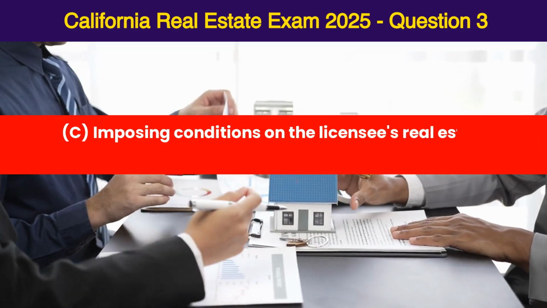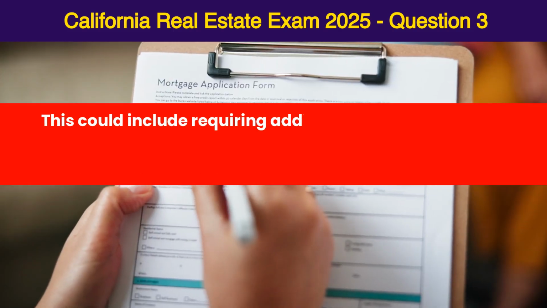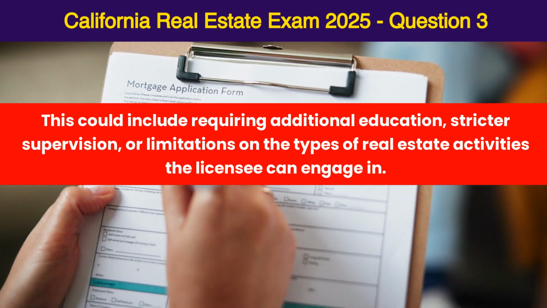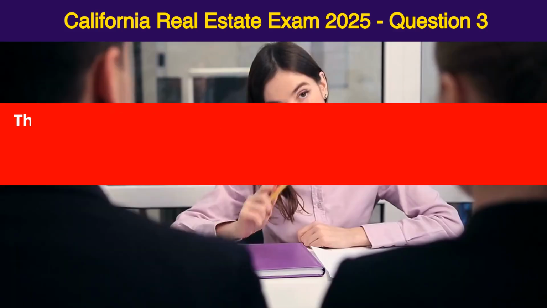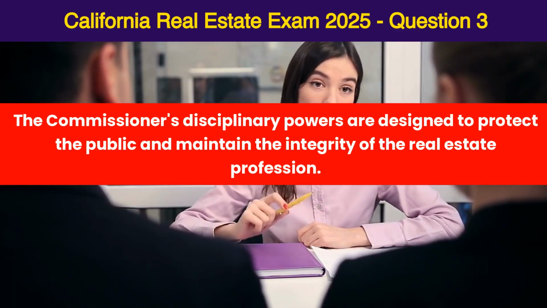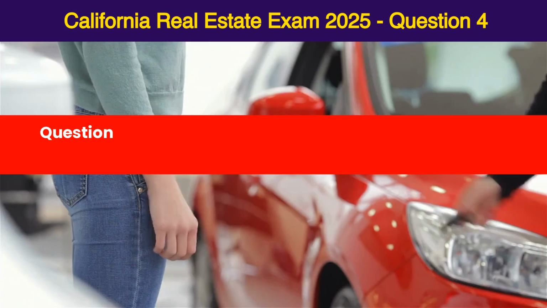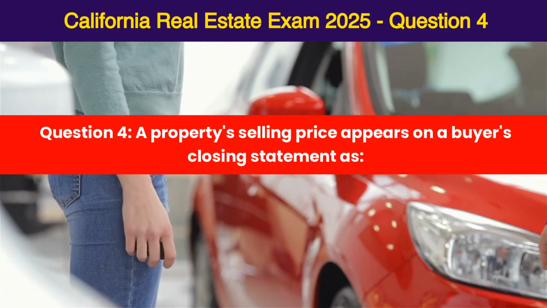C. Imposing conditions on the licensee's real estate professional activities. This could include requiring additional education, stricter supervision, or limitations on the types of real estate activities the licensee can engage in. The commissioner's disciplinary powers are designed to protect the public and maintain the integrity of the real estate profession.